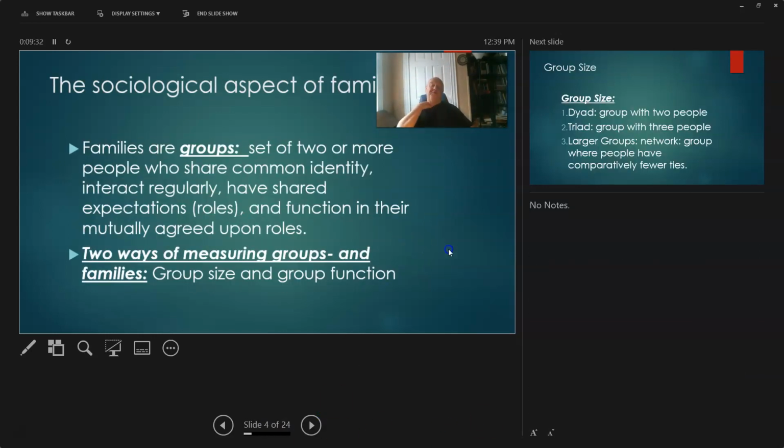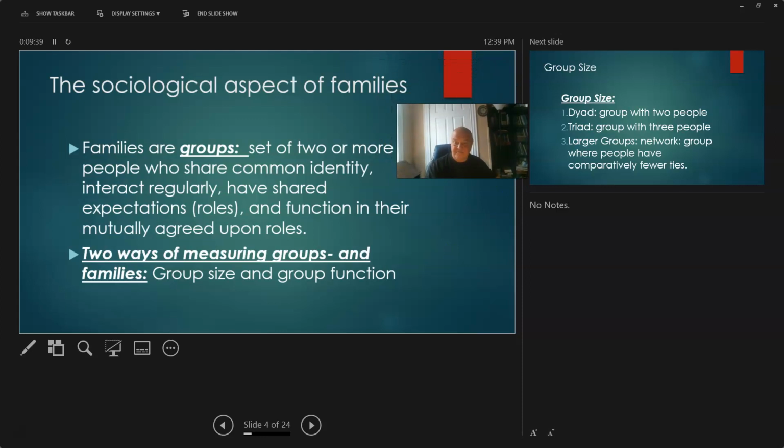So, families are groups. This is a social aspect of a family, right? A family is a group: 2 or more people who share a common identity, interact regularly, have shared expectations, and function in their mutually agreed upon roles. Okay? Notice we're talking a lot about identification, self-identification, function. So there are 2 ways of measuring groups and families. Again, group size and group function, placing a family squarely in a sociological analysis.